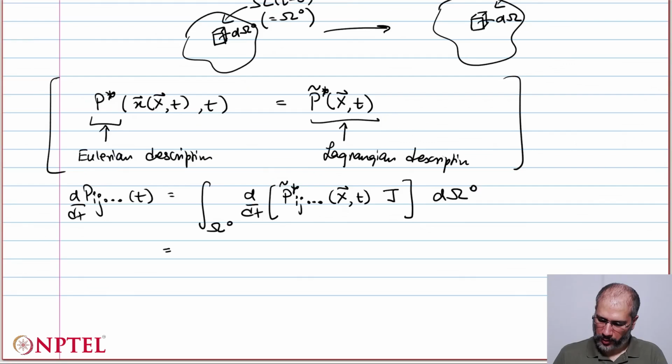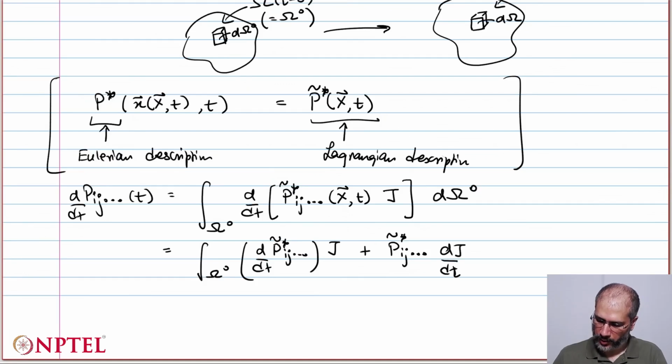And here I can apply the product rule. So this becomes d by dt of P tilde star, I won't write capital X and t just to save some space, but since it's a P tilde, it's understood that it's a function of capital X, that is, it's a Lagrangian description of the quantity, times J, plus P tilde star times d by dt of the Jacobian J.